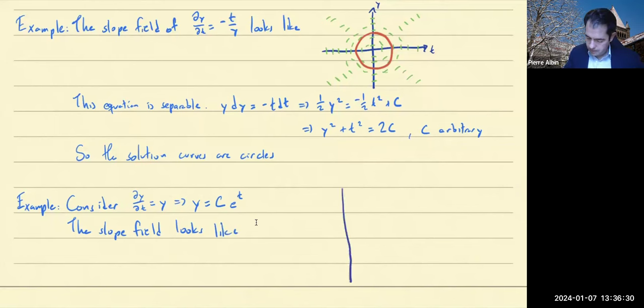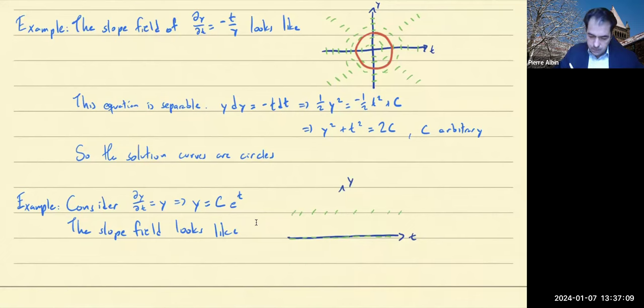Okay, so give ourselves a t-axis and y-axis. Here the equation looks like this. The slope is just going to depend on the y value, right? So when y is equal to 0, we have perfectly horizontal segments. When y is equal to 1, we have slope 1. When y is equal to -1, we'd have slope -1, right?